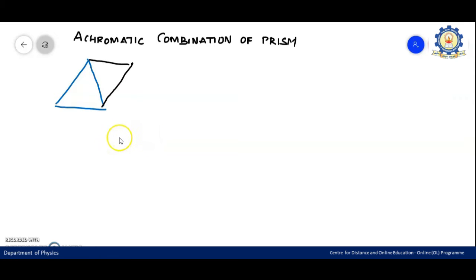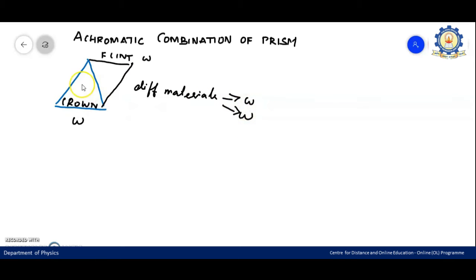So in this achromatic combination, the dispersive powers of the different materials are usually different. If this is a crown glass prism, the dispersive power of the crown is different from the dispersive power of the flint glass prism. Usually different materials have different refractive indices as well as dispersive power. So when such a combination is combined like this, when you pass white light, it gives out the same white light and the dispersion will be hindered inside. So you get no color as the output. Such a combination is called the achromatic combination of the prism.